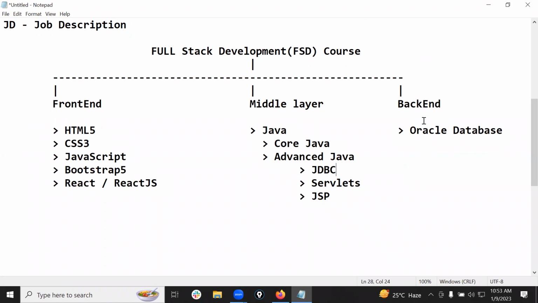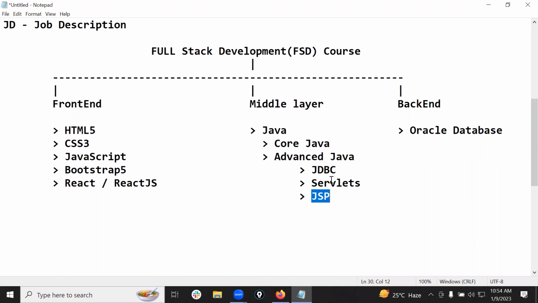And remember, along with this course, I will explain. JDBC is nothing but it is used to communicate with database. Servlets and JSP both are used to communicate with servers. So why will we learn JDBC? To communicate with database. Why will we learn servlet and JSP? To communicate with server. So advanced Java is very high level. Don't focus on that one. I will give you a separate discussion on JDBC, servlet and JSP later.